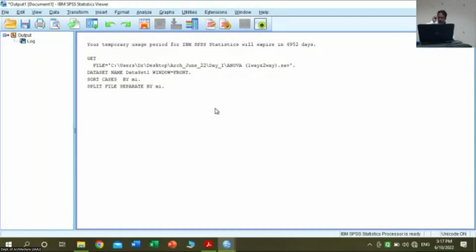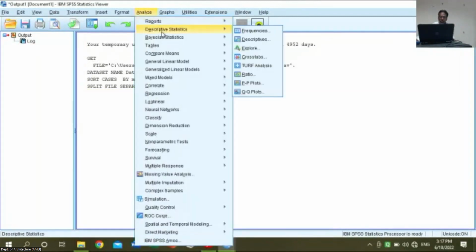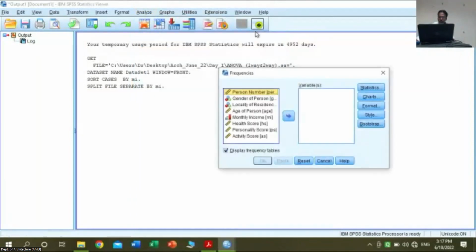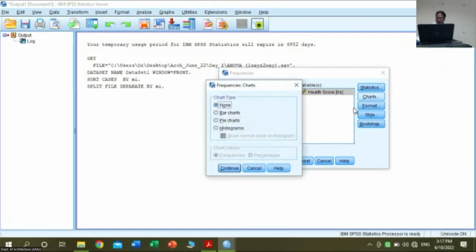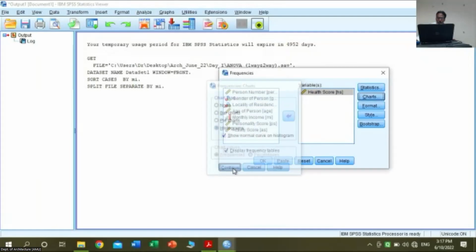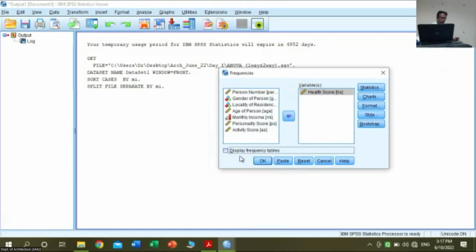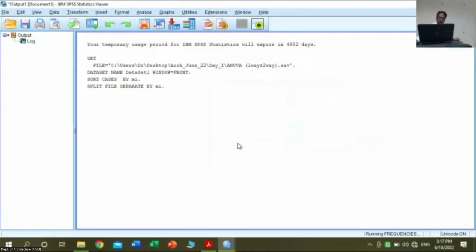Okay. So here Analyze, Descriptive Statistics, and Frequencies, and move this health score into this window. After that select Charts and press Histogram with normal curve, and then OK, and you unclick this frequency table. You just want to check the normality. So see here.